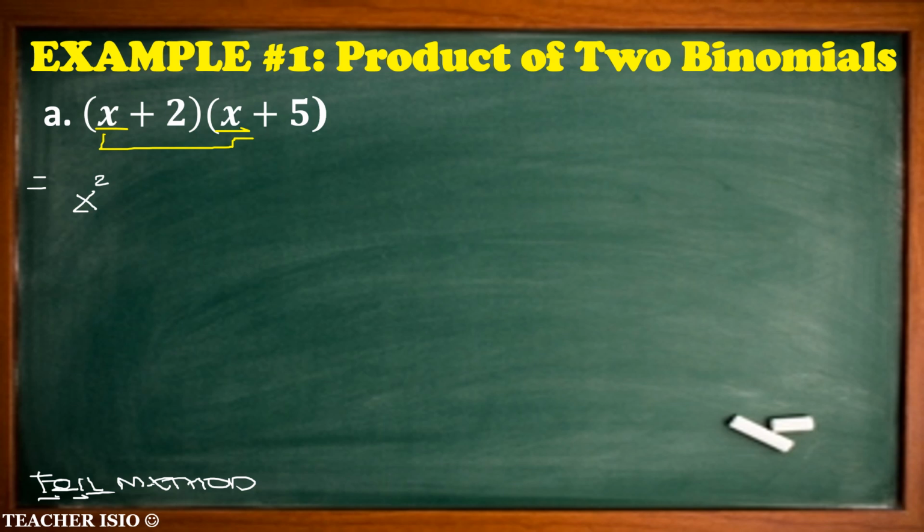Let's have the O, which is the outer. So, ang outer dyan, we have etong outside niya, yung nasa labas. So, si x pa din, at saka si 5 naman, yung nasa labas. So, what is x times 5? So, we have 5x. So, positive 5x. Plus 5x. Next, we're done na sa outer.